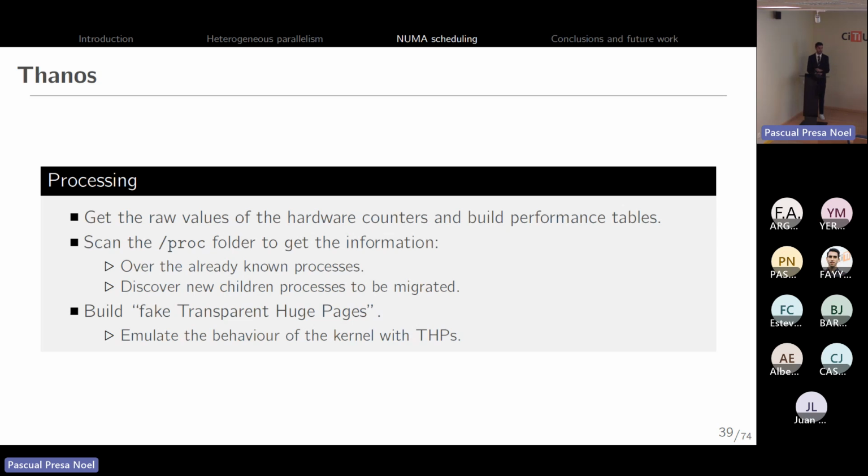Once we have gathered the values of the performance counters, we have to process that information, and we build performance tables for threads and memory pages. We also scan the proc folder, looking for more information over the processes we already know and trying to discover new ones that can be migrated. Also in this phase, we build what we named fake transparent huge pages, where we try to emulate the behavior of the kernel in the transparent huge pages patch.